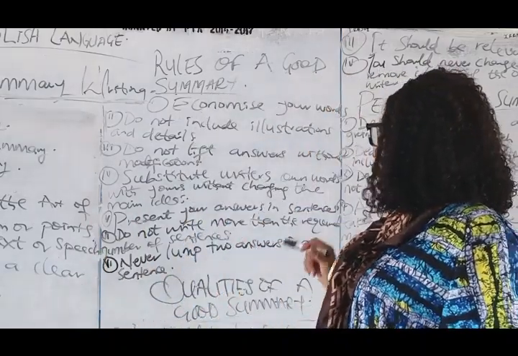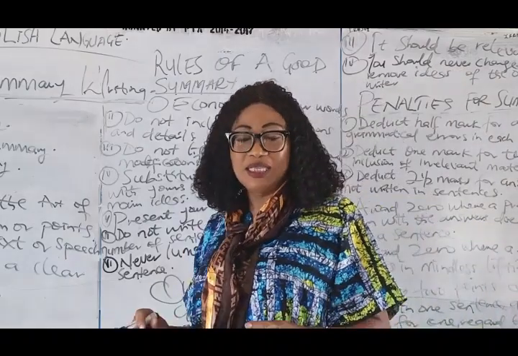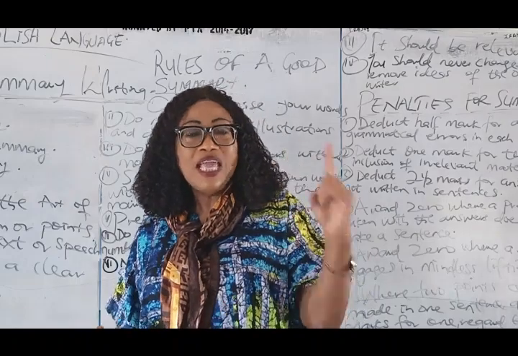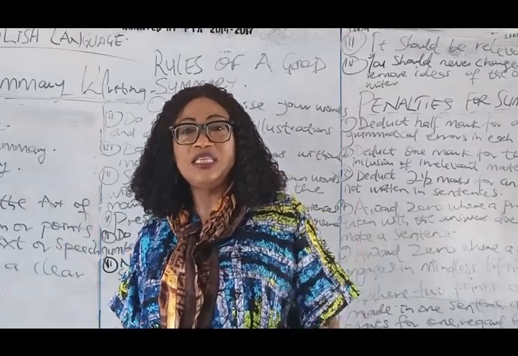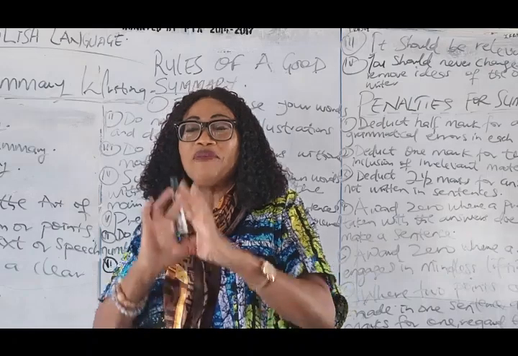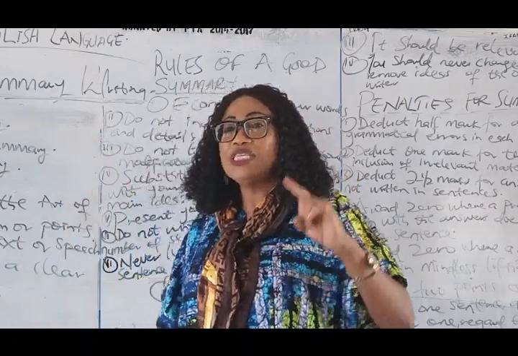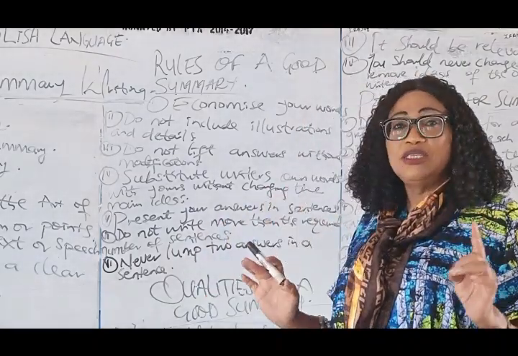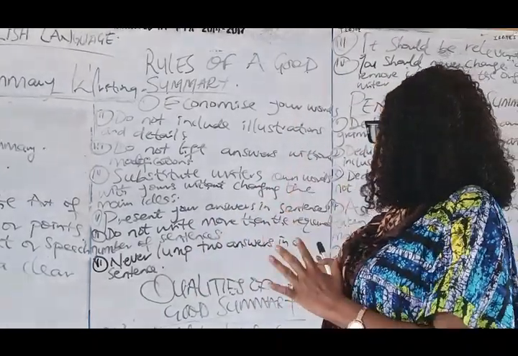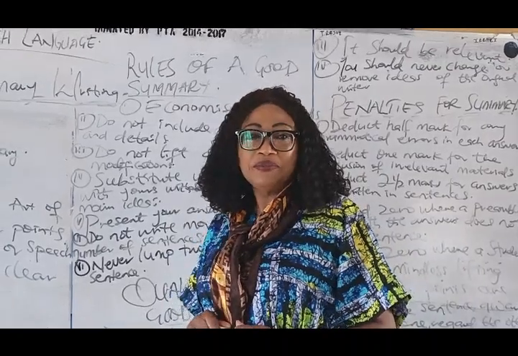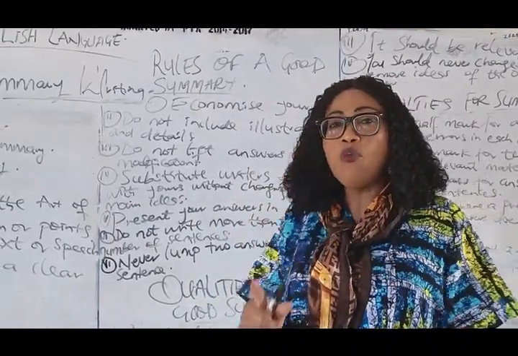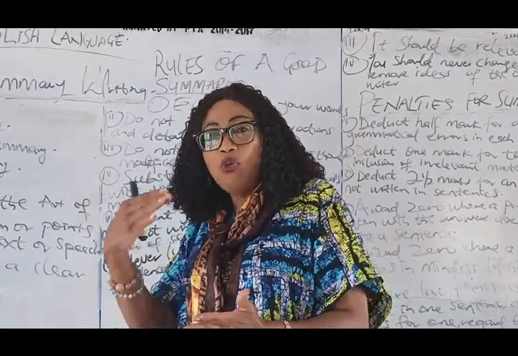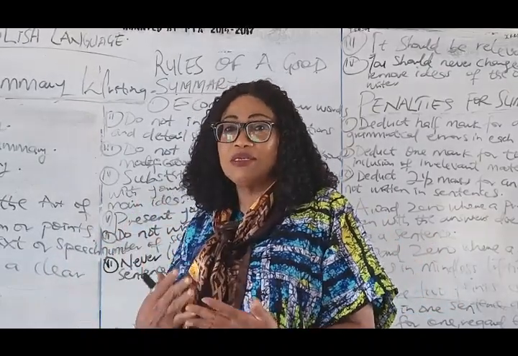And again, do not write more than the required number of sentences. In a summary question, you're asked, in one sentence, state the qualities of a good teacher. In one sentence, you're not expected to write more than one sentence. You give your answer in the number of sentences you've been asked. Then don't lump two answers in a sentence. If you lump two answers in a sentence, one will be taken as irrelevant and you will not be scored. Only one will be scored, and then some penalties. We're coming to the penalties of summary writing.